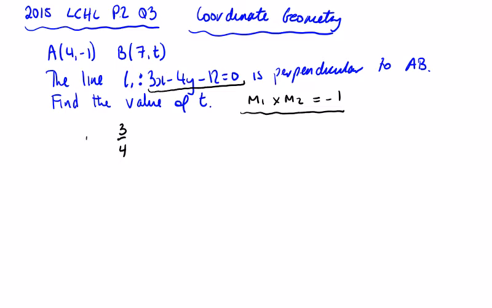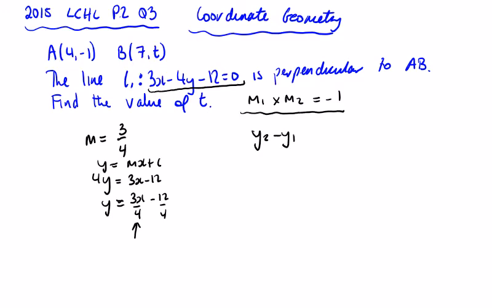If you're not sure, you can write it in the form y = mx + c, and the coefficient of x will be your slope. 4y, bring it across to the right, is equal to 3x - 12. So y is equal to 3x over 4 minus 12 over 4. So you can see here, the slope is 3 over 4. The slope of AB is y2 minus y1 over x2 minus x1. You could also just say the difference in y.